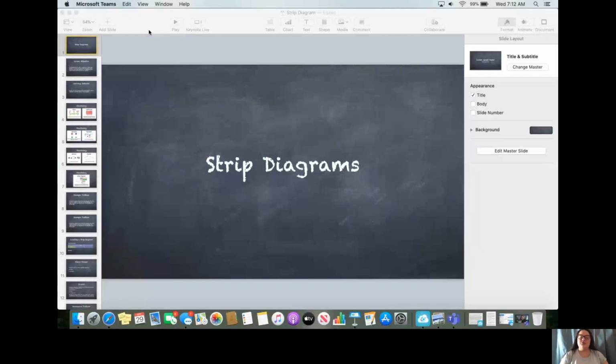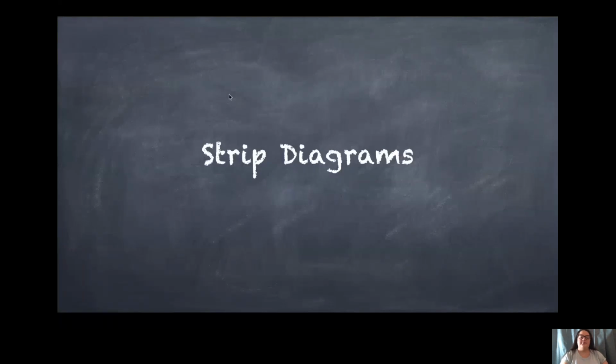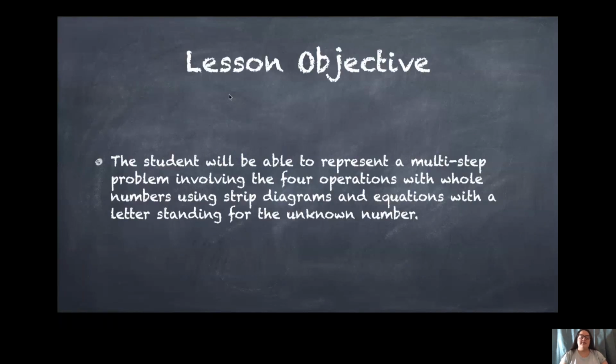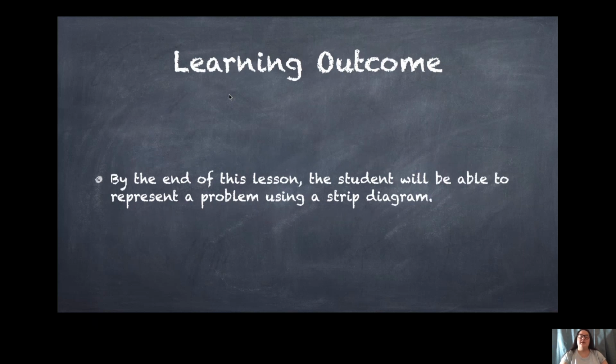Today we're going to be talking about strip diagrams. Our lesson objective: the student will be able to represent a multi-step problem involving the 4 operations with whole numbers, using strip diagrams and equations with a letter standing for the unknown number. Our learning outcome: by the end of this lesson, you will be able to represent a problem using a strip diagram.